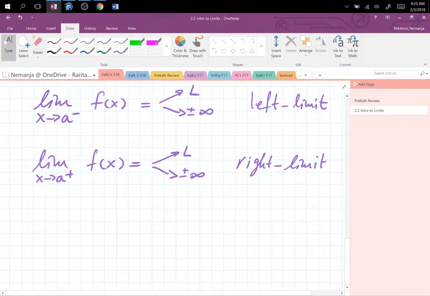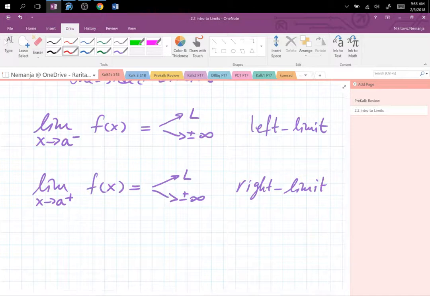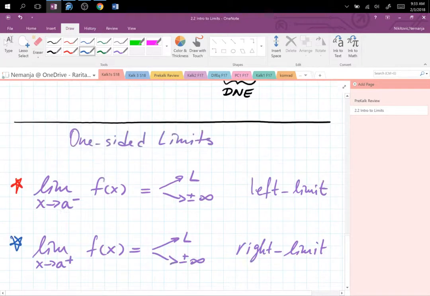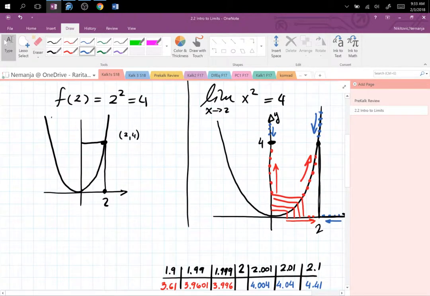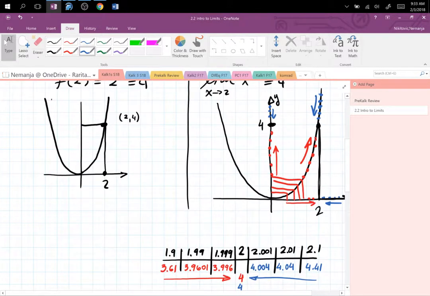Now, what is the meaning of this? Well, this is what I had as red, and this is what I had as blue. I did not introduce any new concepts, guys. All I did is I gave a name to everything you see on this picture in red. I gave it a name as limit as x approaches a minus. And everything you see on the picture in blue, I'm now calling limit as x approaches a plus.